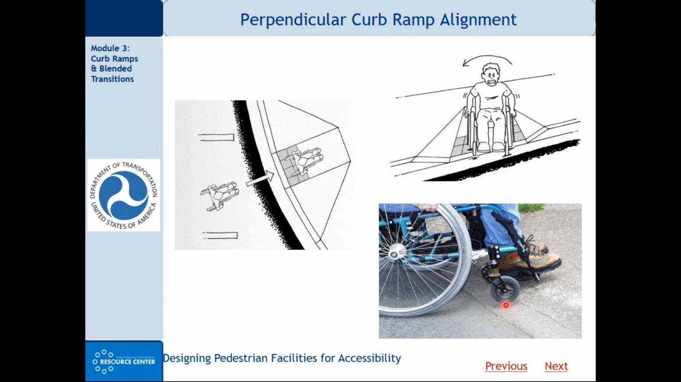And recall we said, and you saw in the video last week, anytime one or more wheels of a manual chair is off the ground, the stability of that wheelchair is jeopardized. So we want to make sure that our designs are such that all 4 wheels of the manual chair stay on the ground at all times.